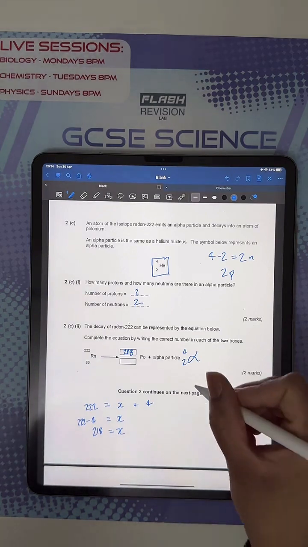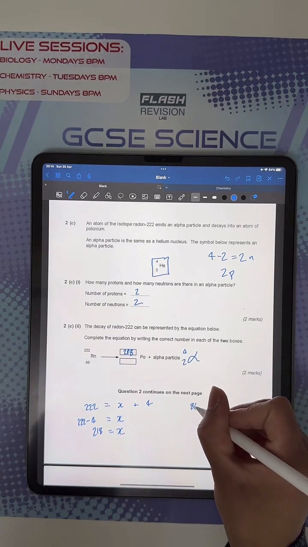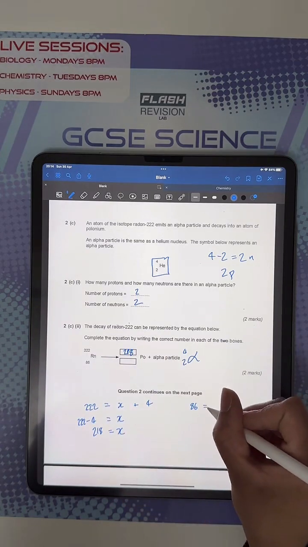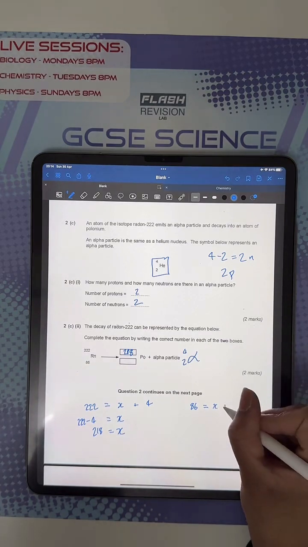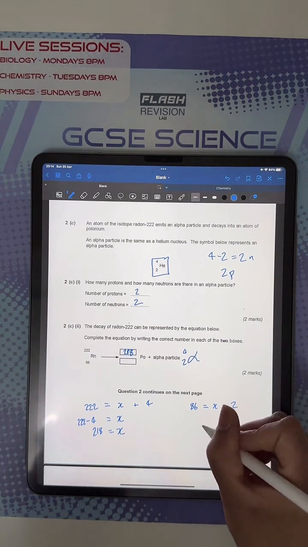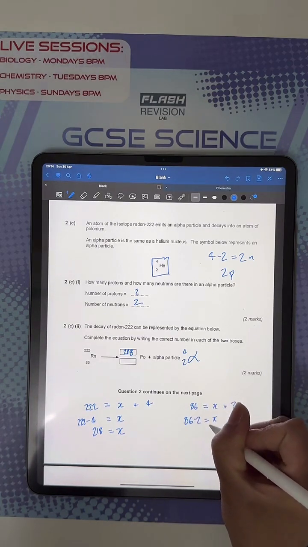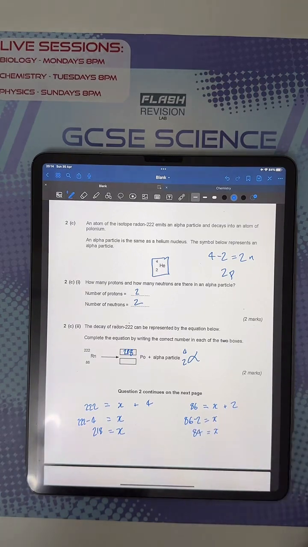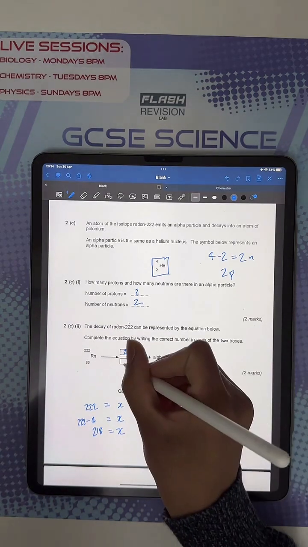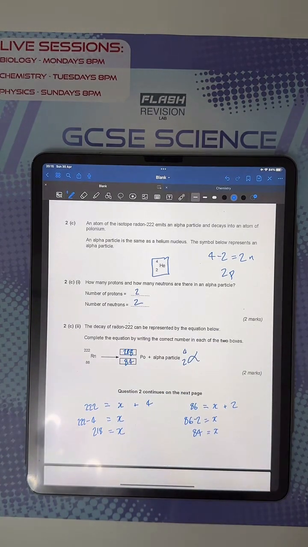And then for the bottom number, do the same thing. We've got 86 at the bottom, equal to x, that's what we're trying to find out, plus 2. Rearrange that: 86 minus 2. So x is equal to 84. The bottom number is 84. Thank you, guys. Loads of you getting it right. Perfect.